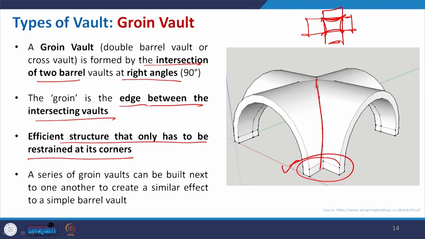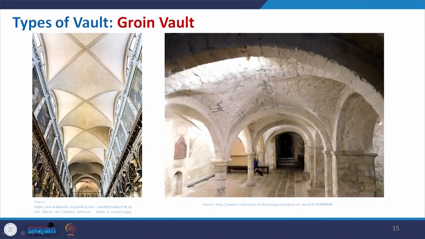A series of groin vaults can be built next to each other to have a similar effect to a barrel vault. So, we can place one after another, and then it will make two barrel vaults crossing. This can be extended further to get a view of the barrel vaults. So, let us see what exactly it is.